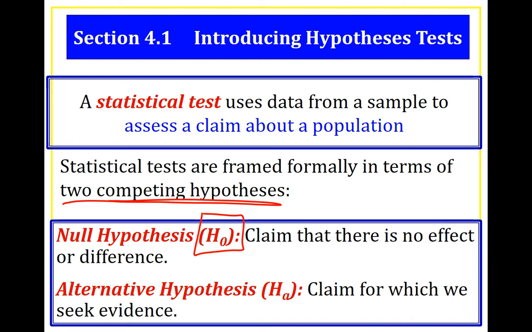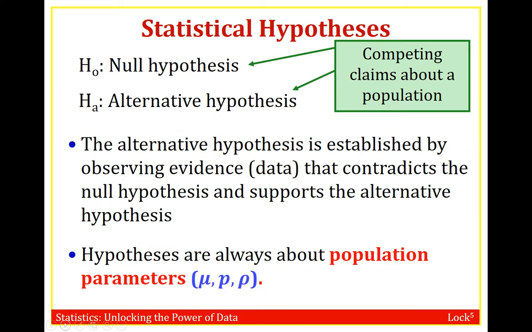Now, the alternative, H sub A, says that we're seeking evidence for this thing. We want to know that something competes with the statement H sub O. These two things are competing statements with each other, and we'll see how that works as we progress. So H sub O is the null. Null means nothing, empty. And H sub A is the alternative.